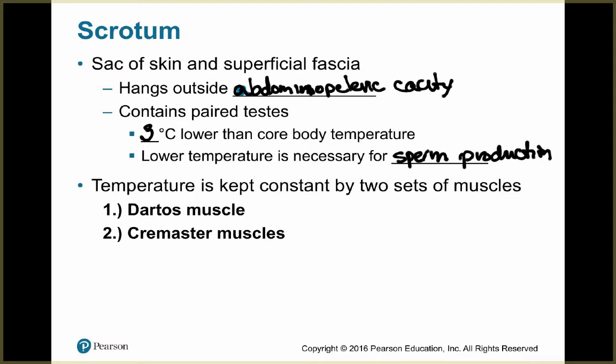And so basically, the temperature is kept constant by 2 sets of muscles. The dartos muscle is the first one, and this is composed of smooth muscle. Essentially, it helps to wrinkle the skin, and what this does is it helps to pull the scrotum closer to the body.